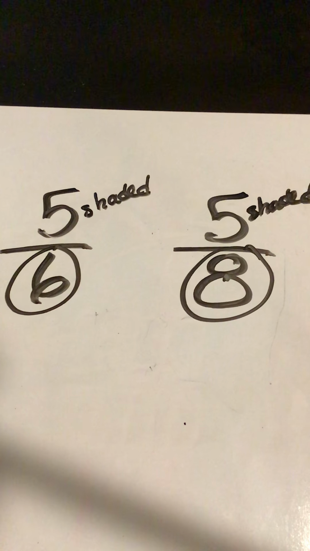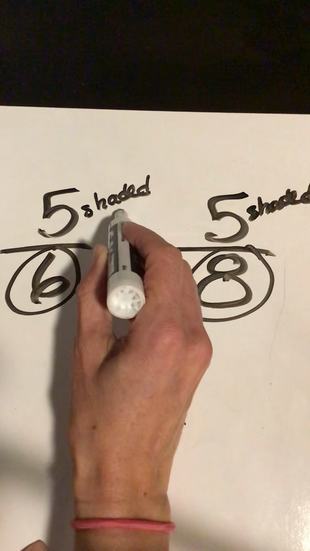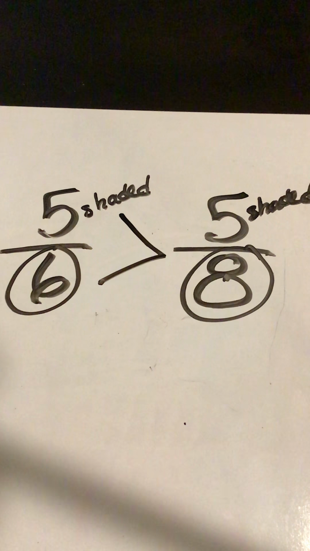Okay, so because I've thought about that and I remembered that the bigger the number, the smaller the pieces, I know which way the mouth should be facing. So go ahead and fill in what you think. Go ahead and put your symbol in between those two fractions. That's right, 5/6 is greater than 5/8.